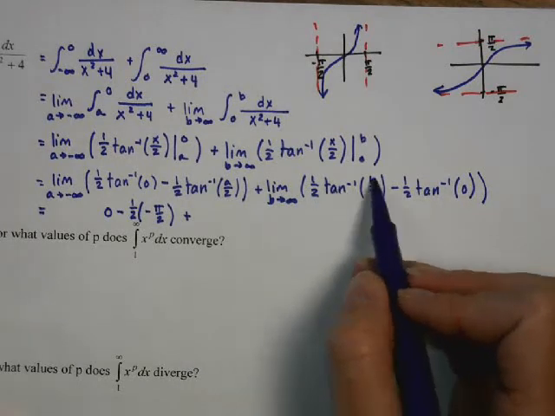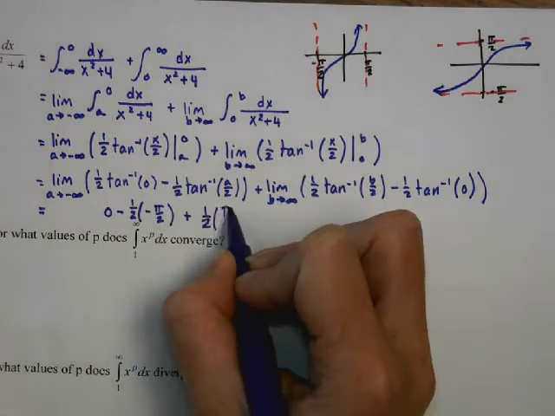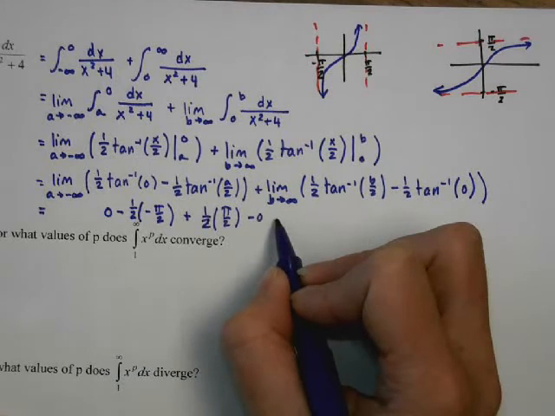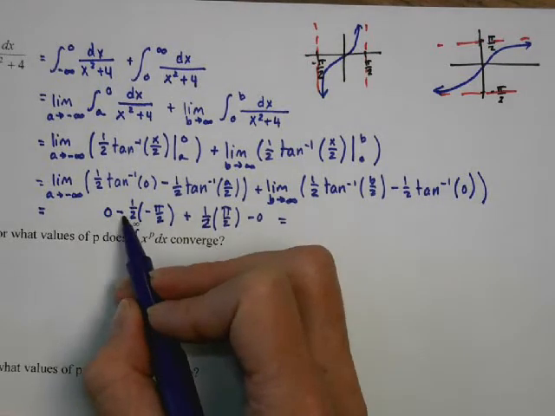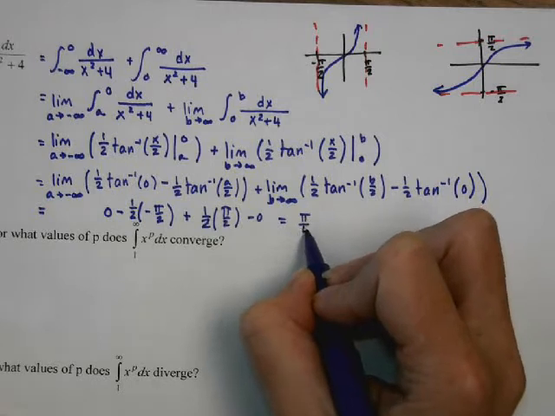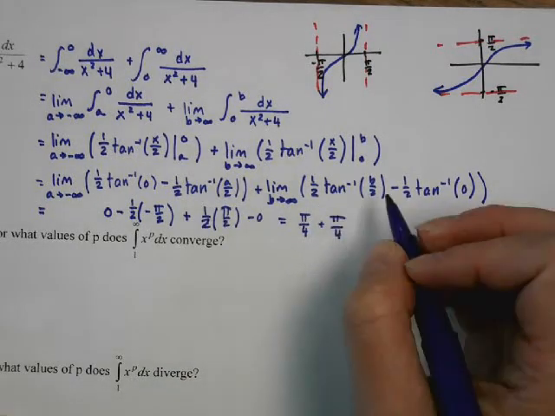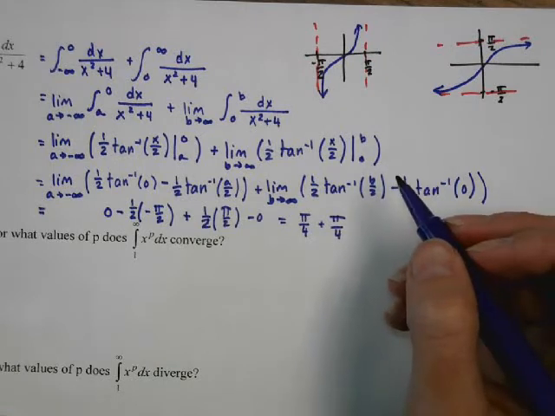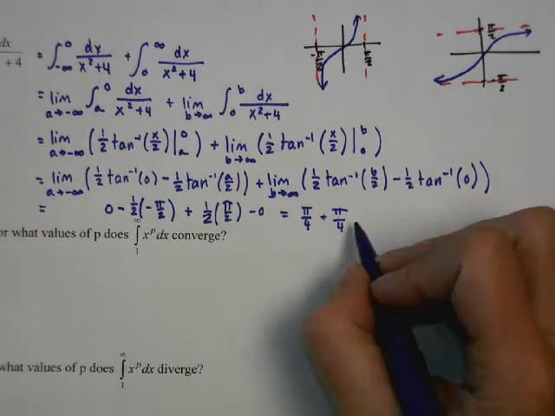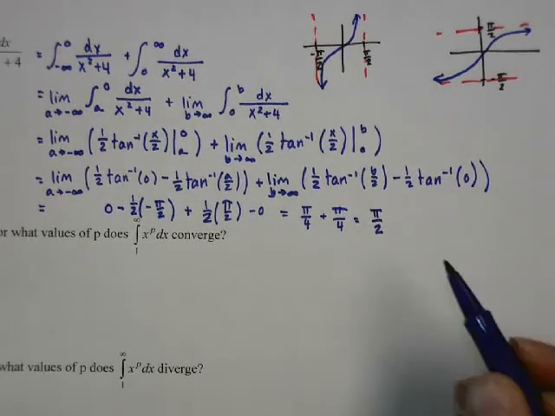Here, as we go to infinity, this is going to be 1/2 times positive pi over 2 minus 0. So we get a 0 minus a negative 1/2, so that's going to be a positive pi over 4. This will be positive pi over 4. So we get pi over 2.